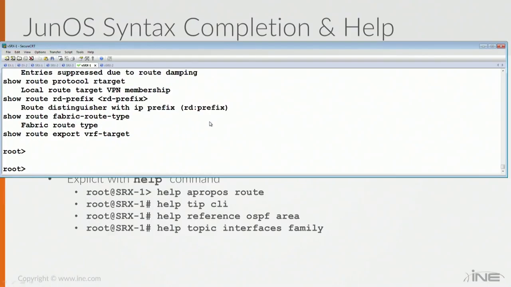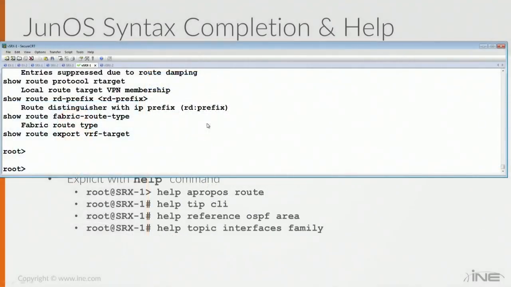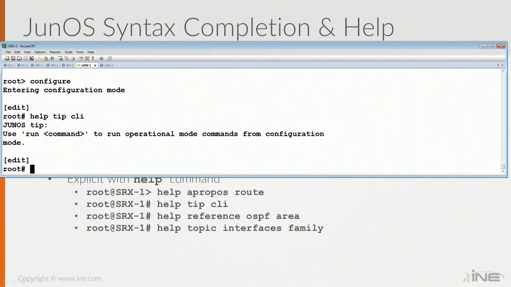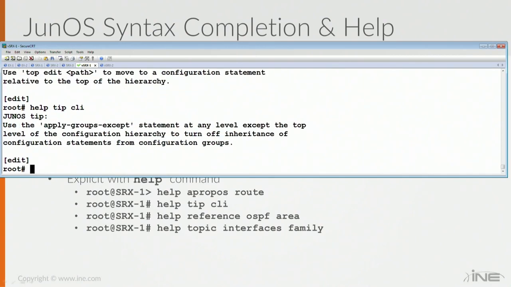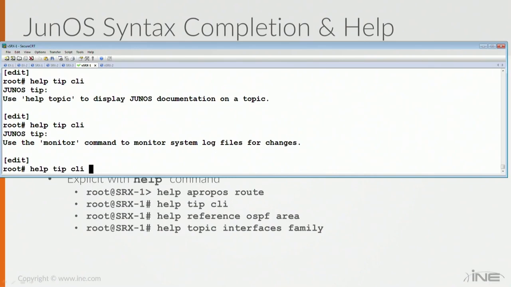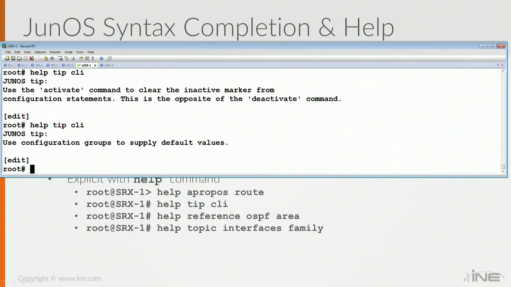The other one that's interesting is help tip cli. This just gives you random information about CLI shortcuts, maybe that you didn't know how they specifically work. And that's going to be from config mode. If we say config and then help tip cli, you can just keep issuing this over and over, and it's just going to give you some random tips. I think I saw one of them before that said use the help tip cli command to get help tips about the CLI.